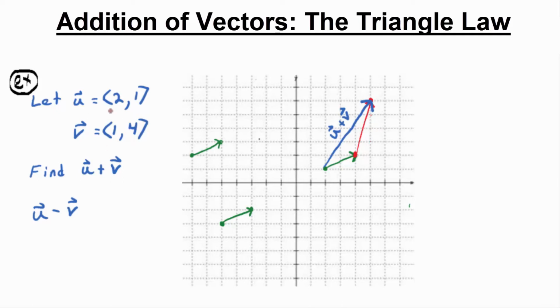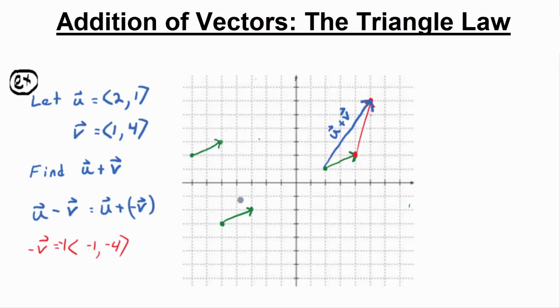Now, we know the component form of v, so what is negative v? Negative v is just what you think it is. It's a scalar of negative 1 times v, which would be negative 1, negative 4. So all I have to do is think of u minus v as u plus a negative v, and use the triangle law once again to do that addition. And that'll be u minus v.